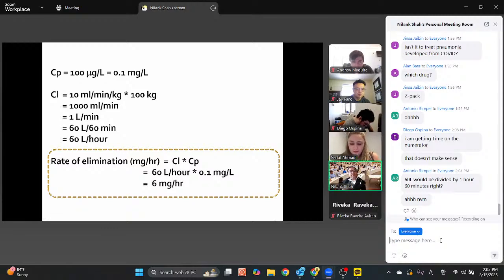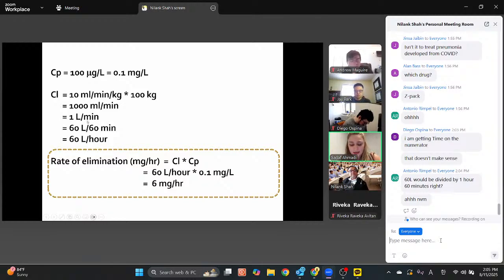So the way that I did it was like this. First of all, I canceled the kilogram of the 100 kilogram with the kilogram in the CL. So I got 1000 milliliter per minute, right? And then I converted that to liter. So I got 1 liter per minute for CL. So that was my answer for CL.